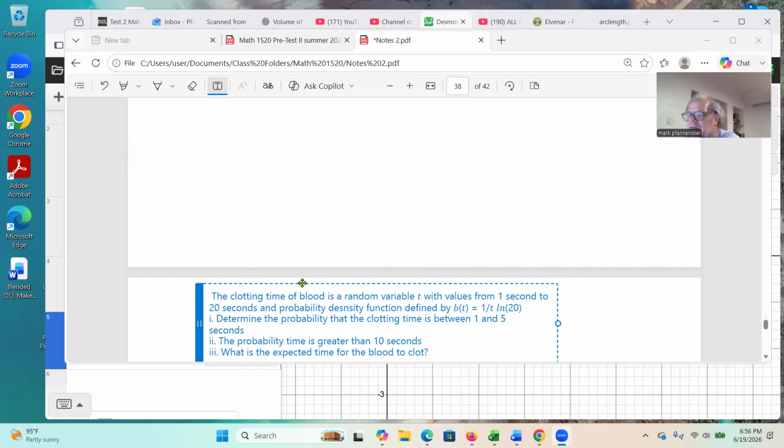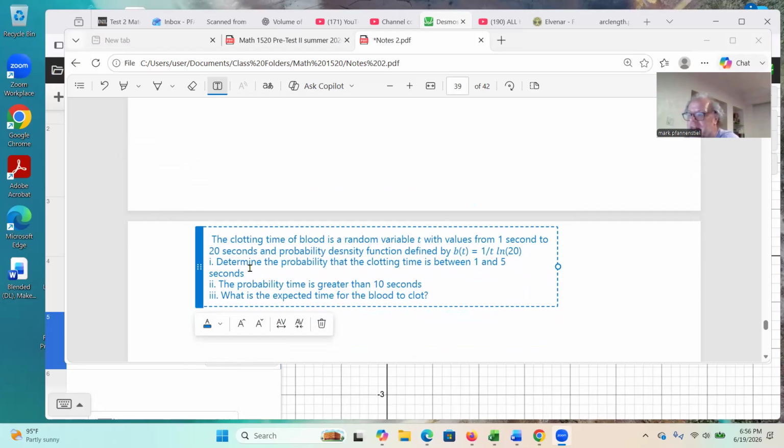We are looking at a problem for this one. It says the clotting time of blood is a random variable t with values from 1 second to 20 seconds. That's important. And the probability density function is defined by B of t, blood, equal to 1 over t times natural log 20. And we have to determine the different probabilities here.